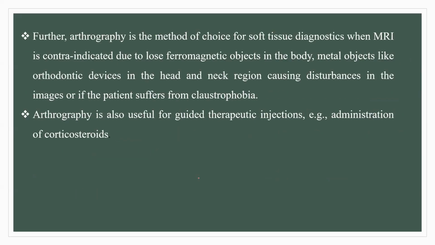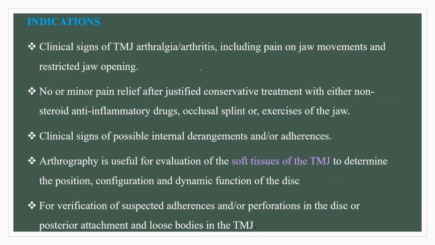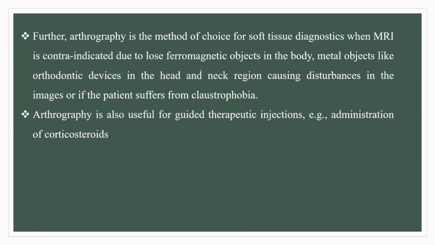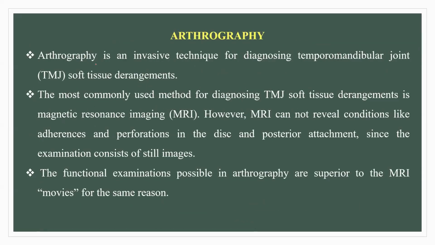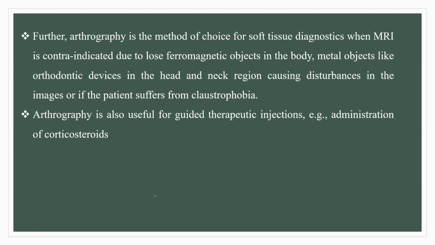It is because if there are any inflammatory changes or any disc punctures, they can be visualized with the help of arthrography, compared to MRI. MRI cannot reveal conditions like adherences and perforations. If there are any disc punctures or perforations, they cannot be visualized in MRI, but we get to see them in arthrography. Then, functional examination is possible in arthrography. They are superior to MRI movies for the same reason.